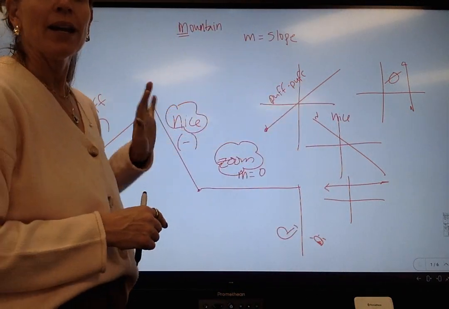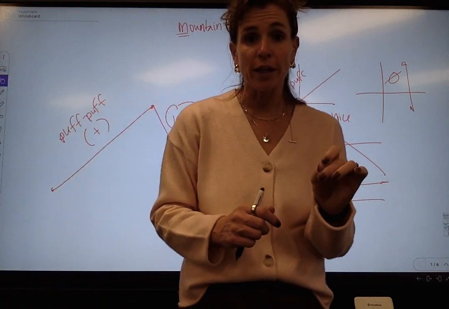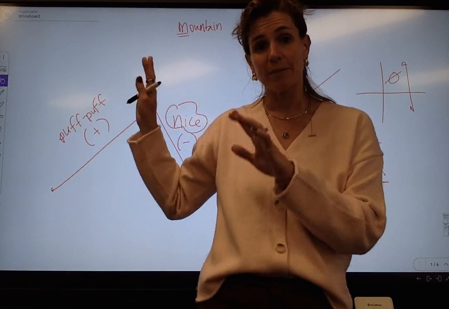All right, so when you see this story, it takes place on a mountain. m stands for slope, and this is what it's doing. So before we get started, it's important for you to understand this information.